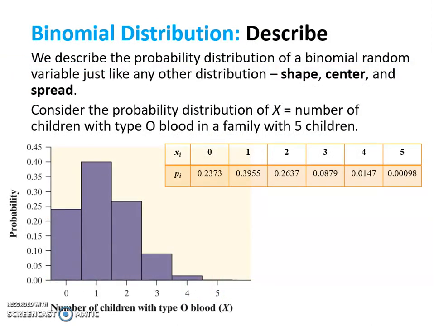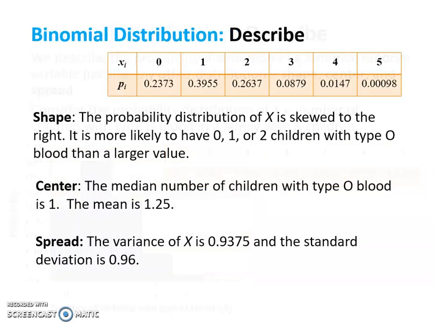When we have a binomial distribution, we can also describe it just like we do any other distribution. We can talk about its shape, its center, and its spread. So what you see below is a probability distribution for a binomial situation. X represents the number of children with type O blood in a family with 5 children. You see the possible outcomes, number of successes, and the probability of each one, okay? This came from obviously more information, but it's a binomial distribution. Let's go through and describe our distribution.